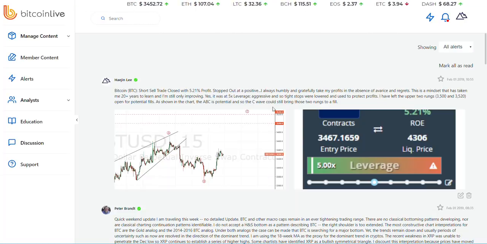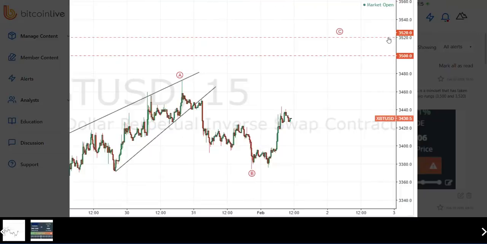But regardless, I've been stopped out at 5.21%. Remember, I had 5 shorts, 3 closed, that gave me the 5.21%. I have 2 more open. If that ABC can reach up here, I'll give it the benefit of the doubt that it could have some vigor to do so, because usually wave C's are the longest, and it unfolds in 5 waves. Maybe this is wave 1, 2, 3, 4, and 5. Anyways, I'm going to leave those two open for potential fill.